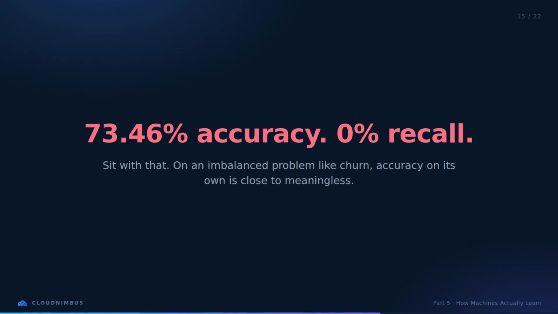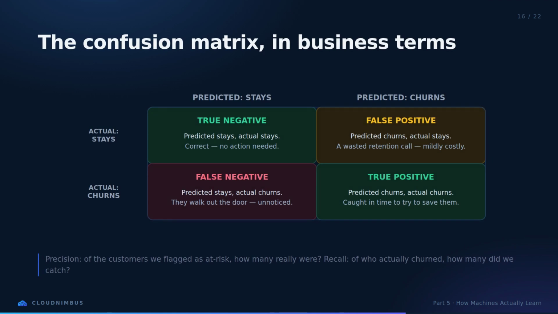Recall asks, of the customers who genuinely churned, what fraction did we actually catch? Are we missing people? Put it in business terms, because that's the only version that actually matters in a meeting. A false positive is a retention call or a discount offer sent to somebody who was never going to leave, mildly wasteful, a bit of wasted budget.